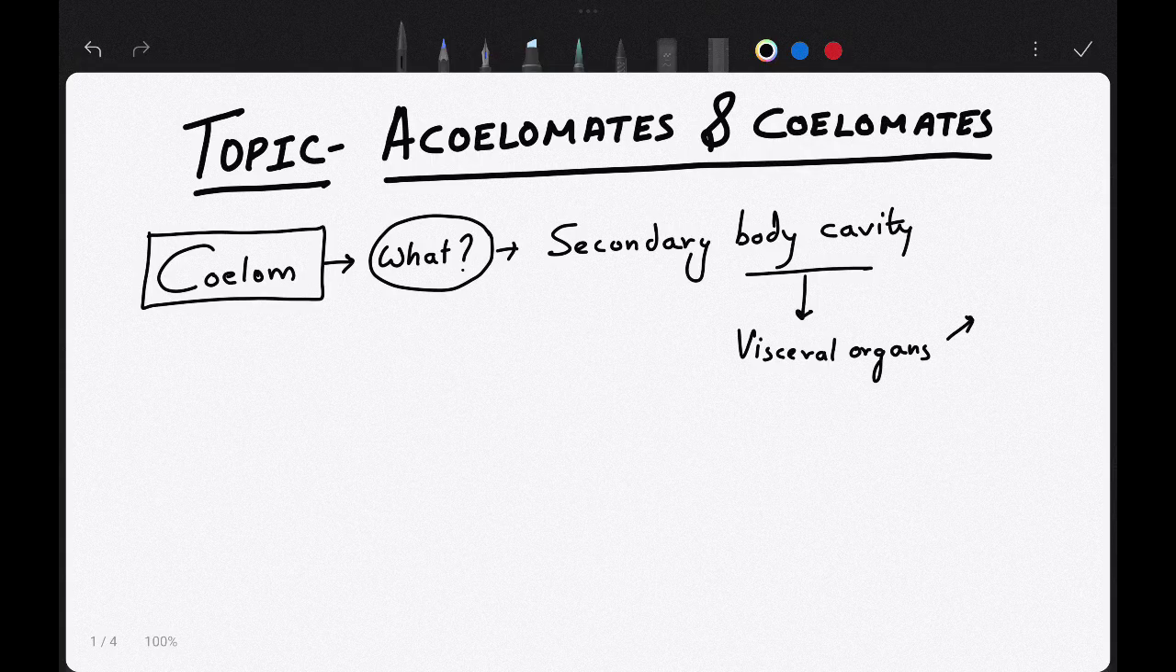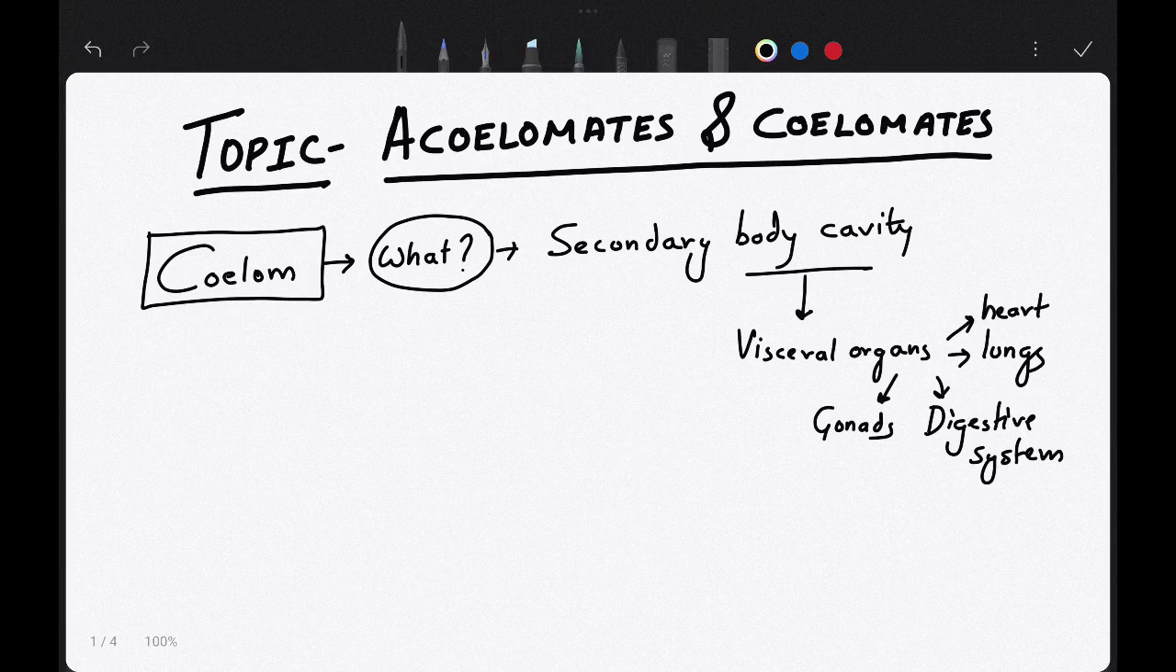These organs are the heart, lungs, digestive system, or stomach, intestine, you can name it. So the visceral organs are the heart, lungs, digestive system, gonads. Okay, so it is a secondary body cavity and it is lined by mesoderm.